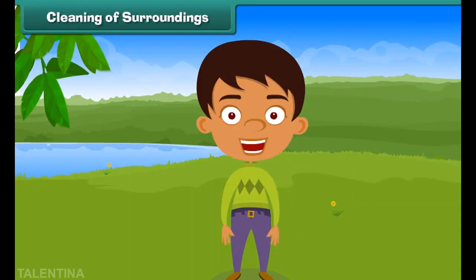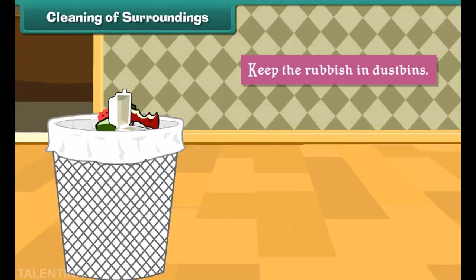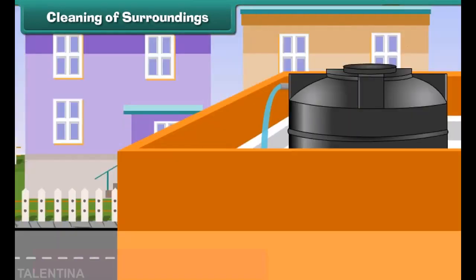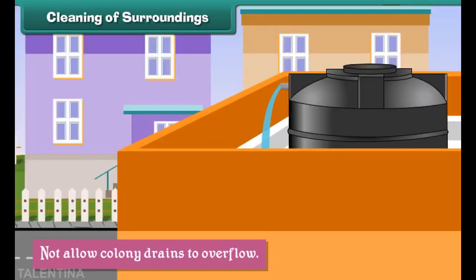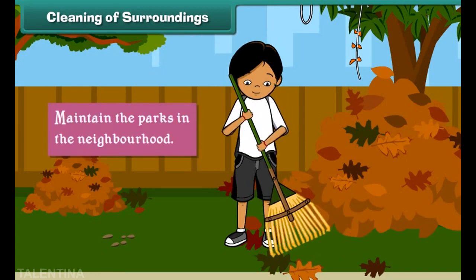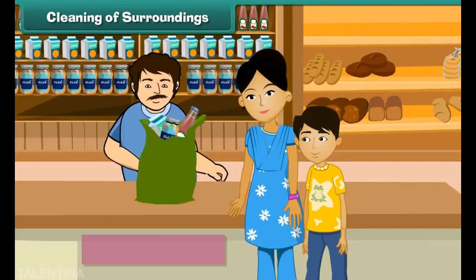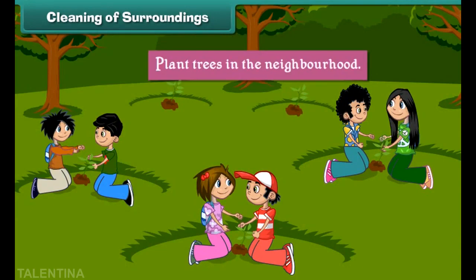Cleaning of surroundings. We should keep our surroundings clean in order to remain healthy. We should keep the rubbish in dustbins, not allow colony drains to overflow, maintain the parks in the neighborhood, avoid use of plastics, plant trees in the neighborhood.